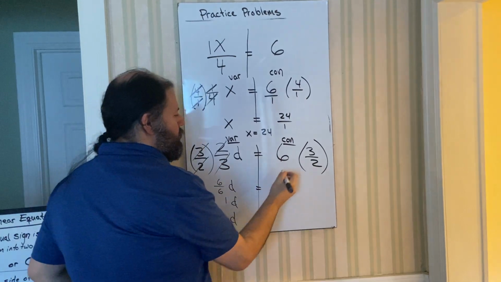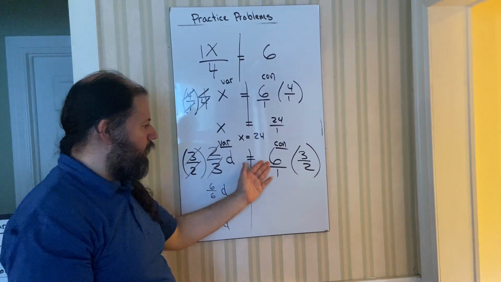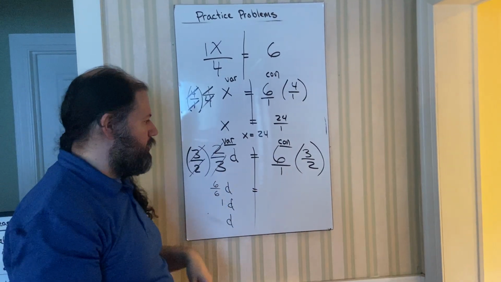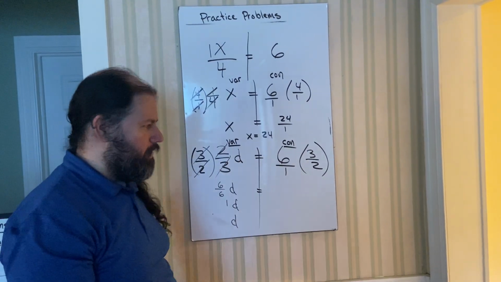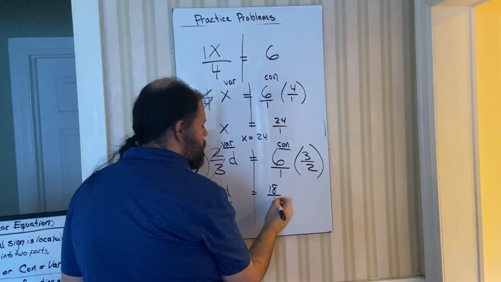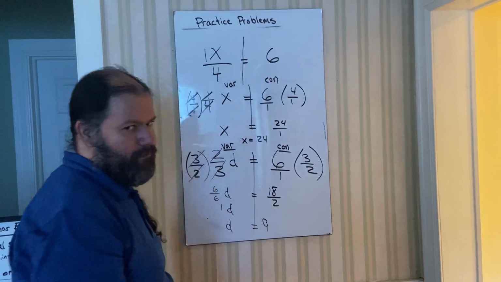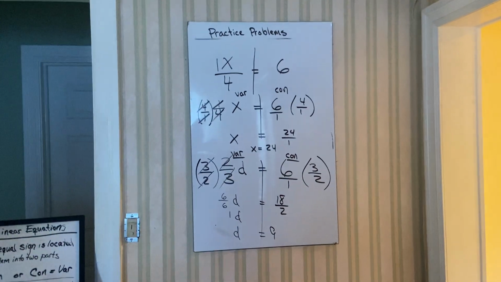Over on this side, remember, if it's a whole number, put it over 1. You want to have fraction times fraction. You don't want to do whole number times fraction. Make sure it's fraction times fraction. So you know that this 6 will only multiply with the top number 3. So 6 times 3 is 18. 1 times 2 is 2. And then you know 18 divided by 2 is 9. Okay? So those are the ones with the decimals and fractions.